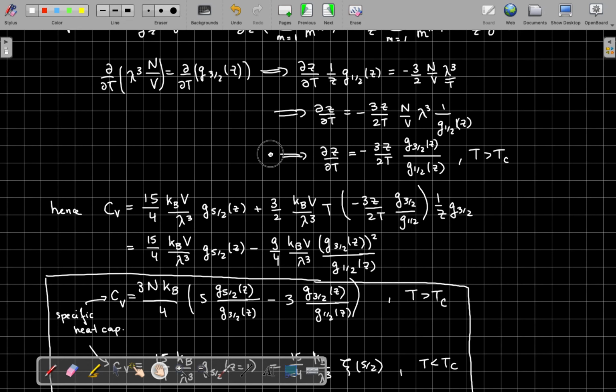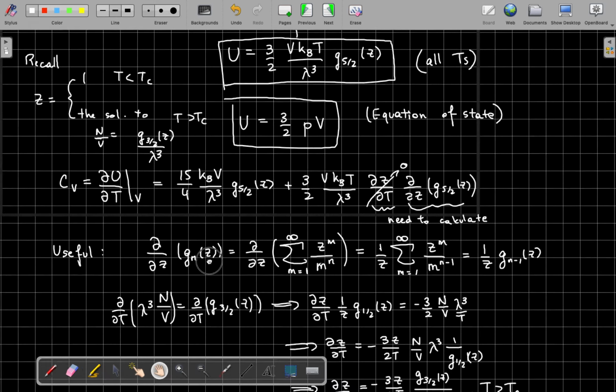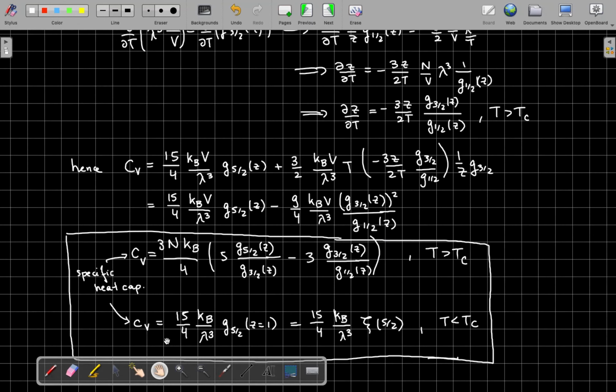If we're below the critical temperature, well, z is just equal to 1. No temperature dependence. We don't care about what temperature we're at. So this is going to vanish to 0, and we're just going to end up with the first term, 15/4 kB over lambda cubed g 5 halves of z, and z is equal to 1. So we get 15/4 kB over lambda cubed times the zeta function of 5 halves.